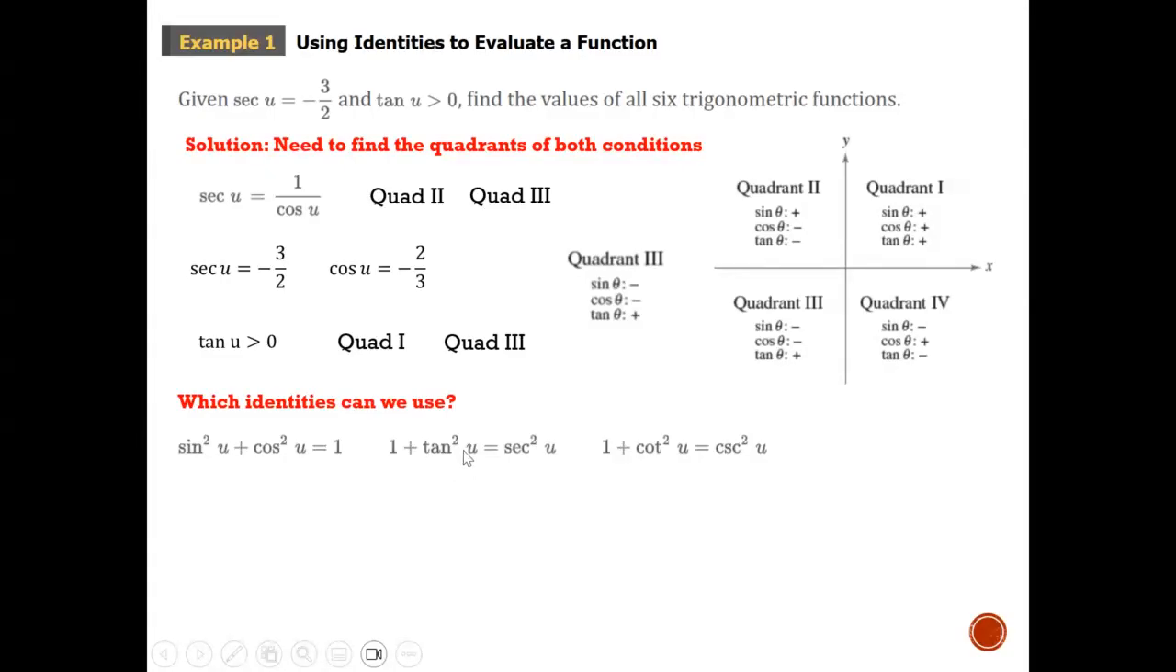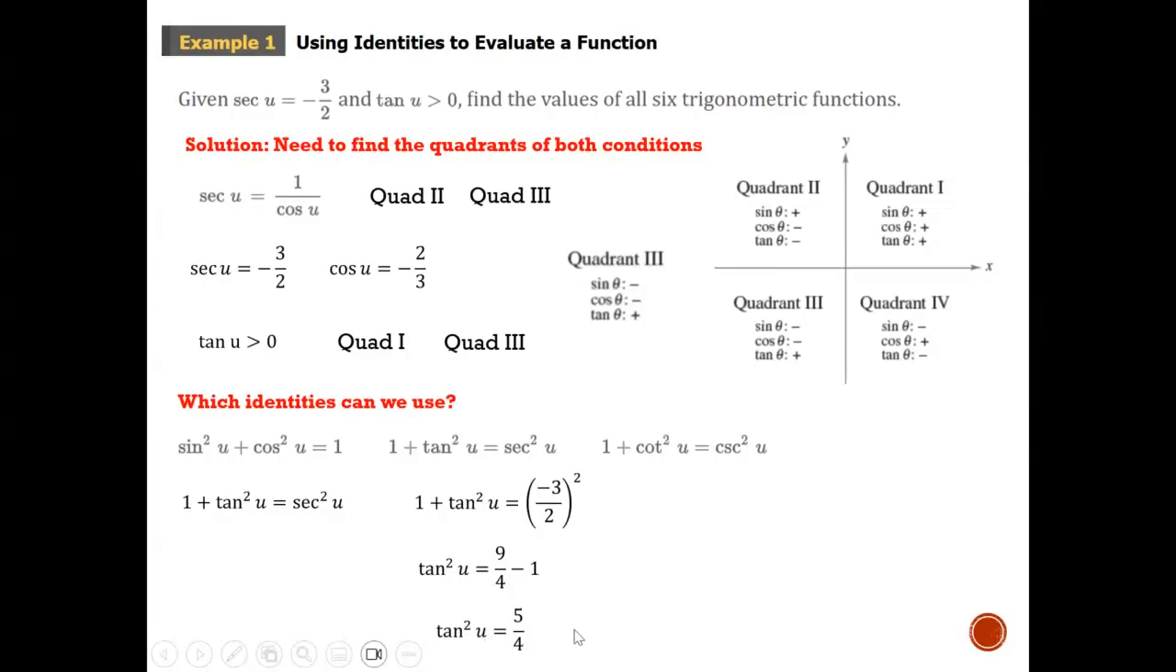1 plus tangent squared u equals secant squared u. The secant is negative 3 over 2, so I'm going to plug in negative 3 over 2 where the secant is, but it's going to be squared because the secant is squared. Now the next step, to solve for tangent, I'm going to subtract 1 from both sides and also simplify. The negative 3 over 2 squared is going to give us 9 over 4 minus 1. 9 over 4 minus 1 is equal to 5 over 4.